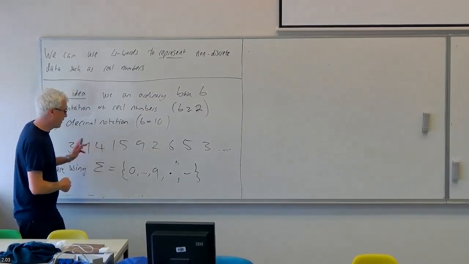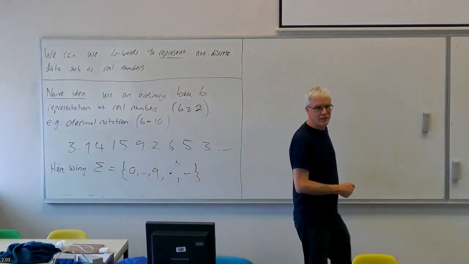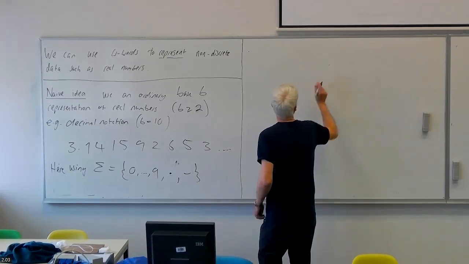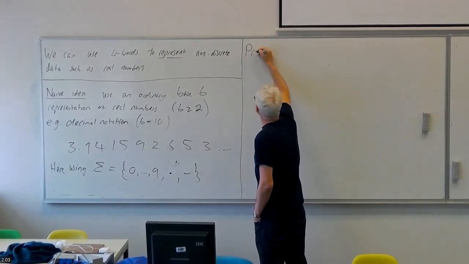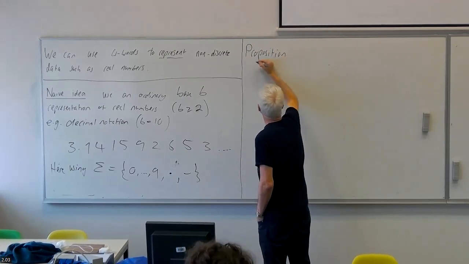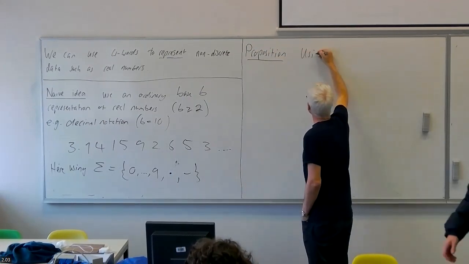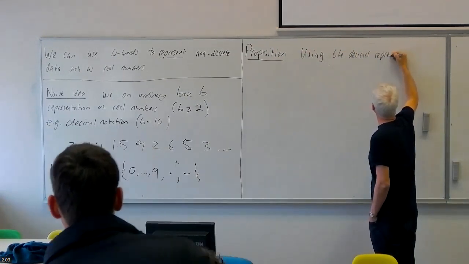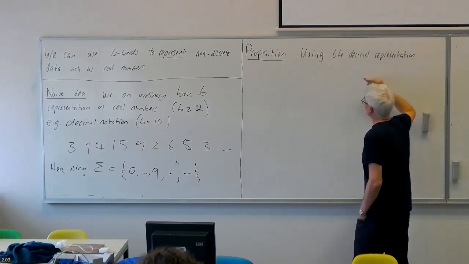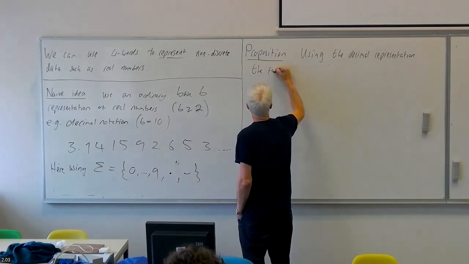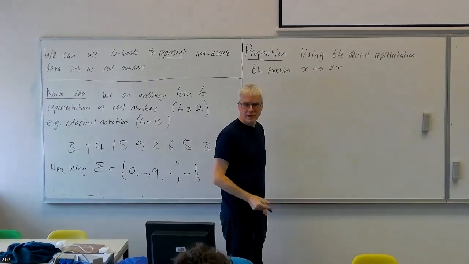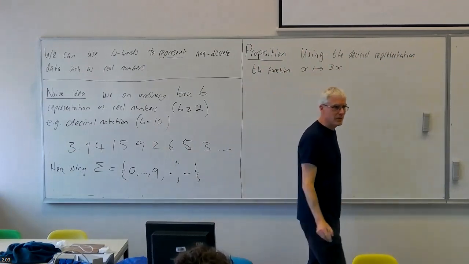Okay, well, let's find out what the problem is. If you use this representation, a lot of very basic functions are not computable. So I'm going to give you an example for that and we'll see what the problem is. The proposition: using the decimal representation, the function that maps x to 3 times x, so the multiplication by 3 function, is not computable.